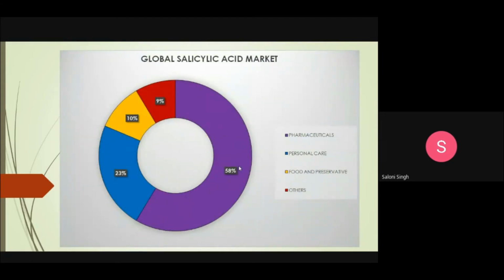So now we come to the global acid market. How much is it in the market? I have given a pie diagram, in which I have shown where it is used and how much. You can see that the pharmaceutical industry has a high percentage of the market for this acid, salicylic acid. In pharmaceuticals it has very great uses. And you can see in personal care, like skin care or hair care, it is used.